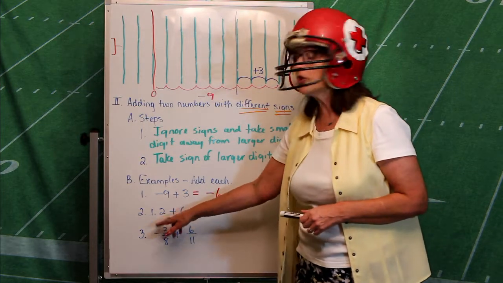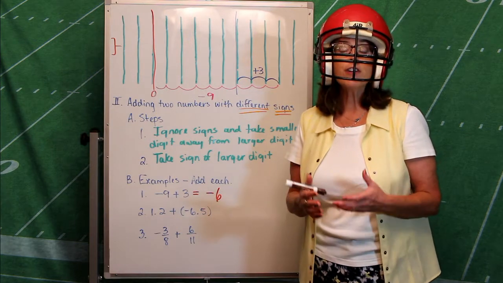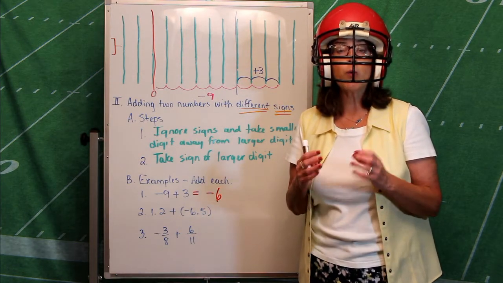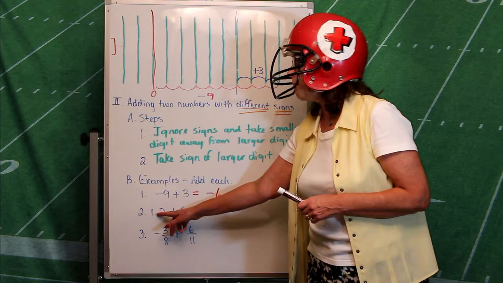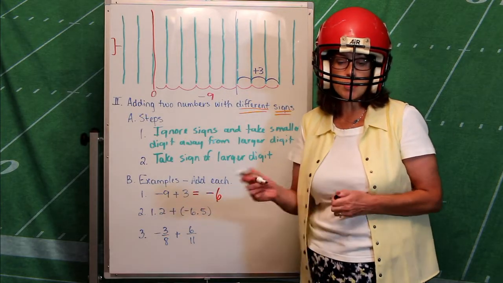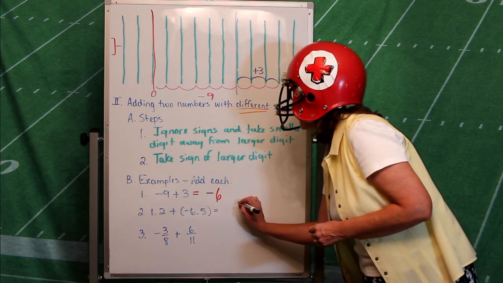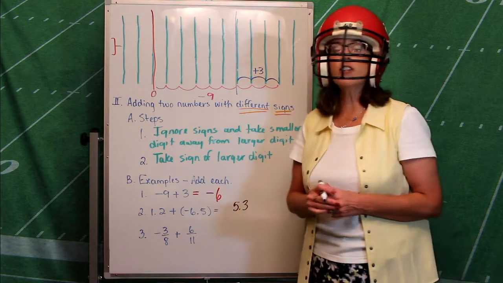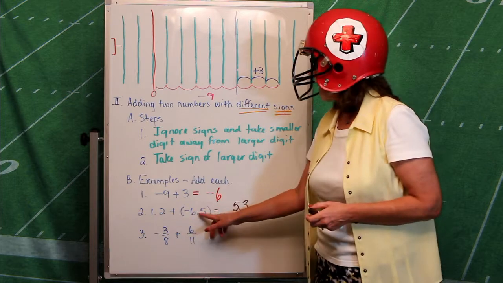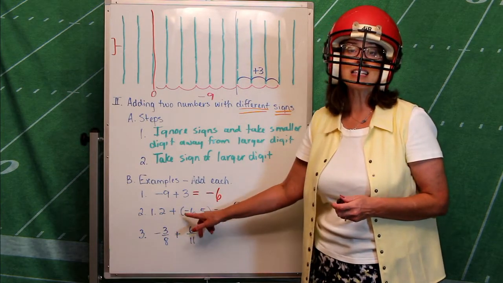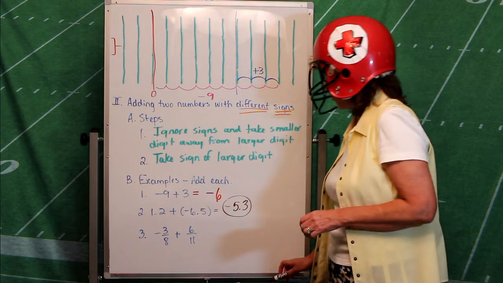Here I have a 1.2, notice that it's positive, plus a -6.5. Now I need to figure out the sign of it, and first I'm going to ignore the signs and just work the digits. So let's take the smaller 1.2 away from the larger 6.5, and 1.2 from 6.5 is going to be 5.3. And now I just have to decide, is it going to be a positive or a -5.3? Which digit is larger? That's the 6.5. What's its sign? It's negative. So we're going to take the negative sign from that, and so my answer is going to be -5.3.